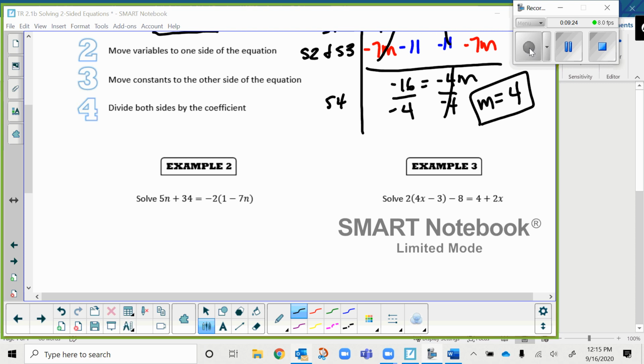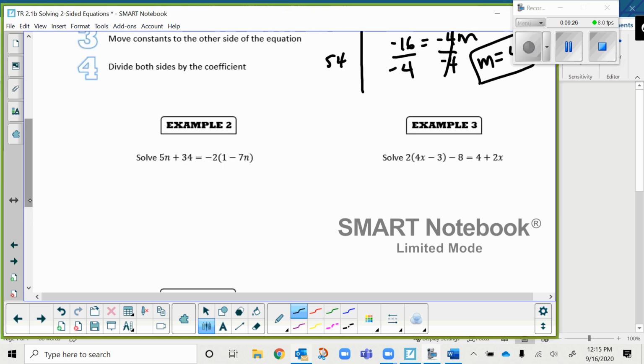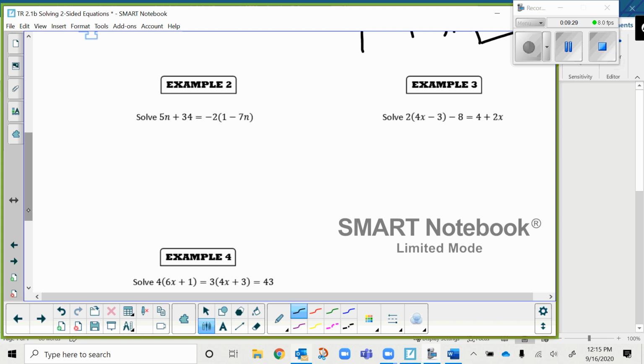All right, for example 2, you want to do the distributive property first. And that will give you 5n plus 34 on the left, but now negative 2 plus 14n on the right. Now I'm going to move my n's to the right, which means subtracting 5n from the left. And then I have to move the negative 2 to the left by adding it to both sides.